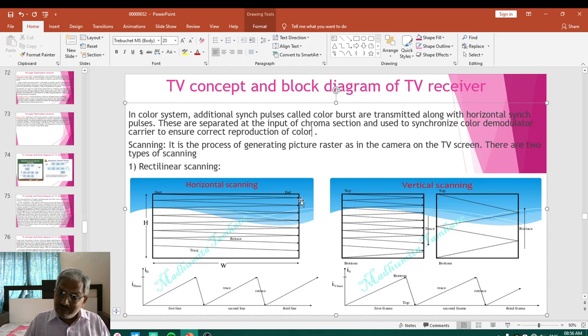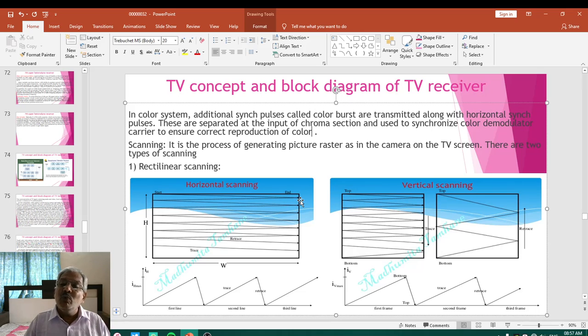That means the sync pulses and blanking pulses which are added in the camera tube at the transmitting end are now in the receiver end. Those are separated and applied to the horizontal deflection system at the end of every trace period, or at the beginning of every retrace period, so as to keep the screen blank.